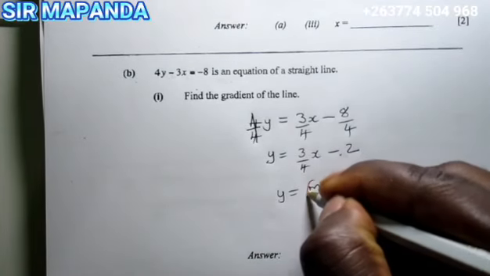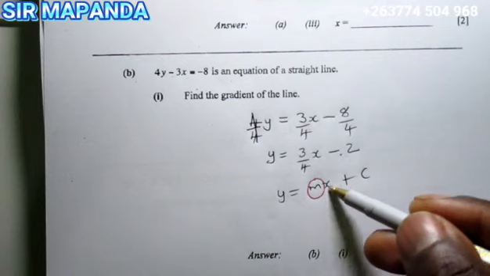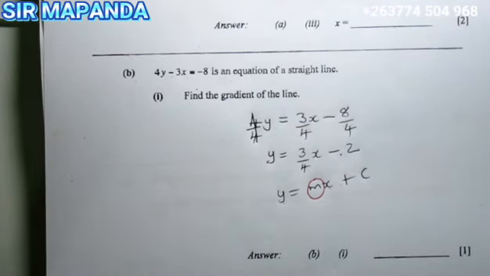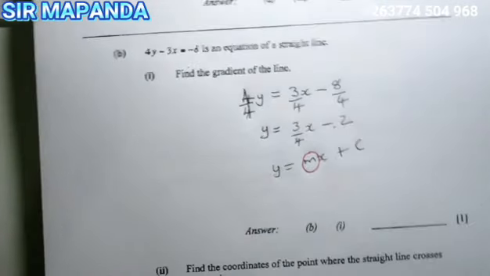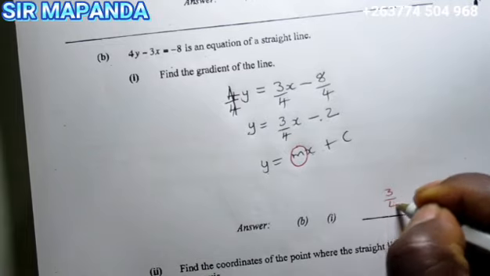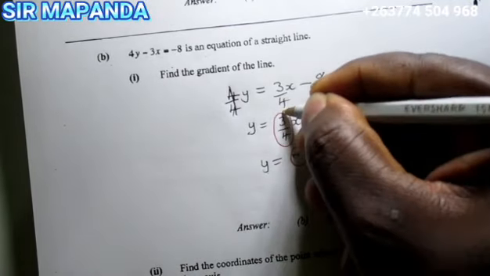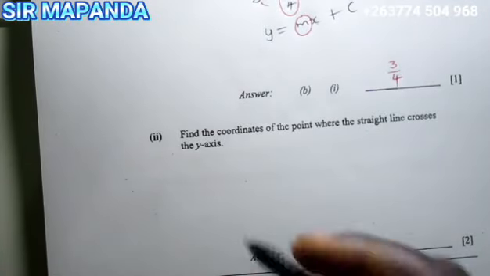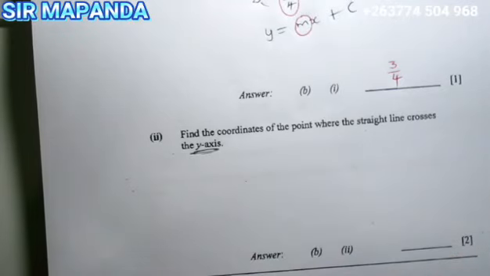Gradient is represented by m, where gradient is the coefficient of x when y stands on its own without a number which is not 1. Right. So your answer is 3/4, which is the coefficient of x when y is the subject of the formula. Find the coordinates of the point where the straight line crosses the y-axis.